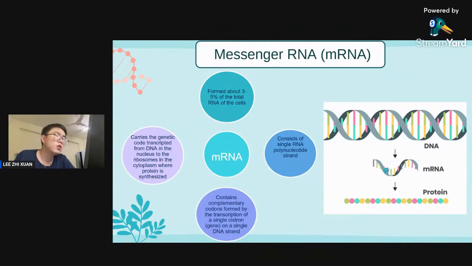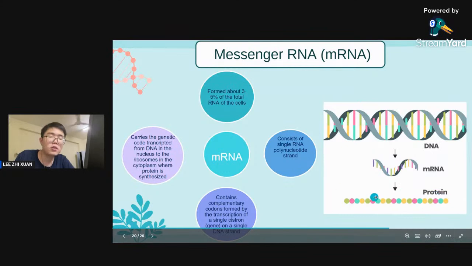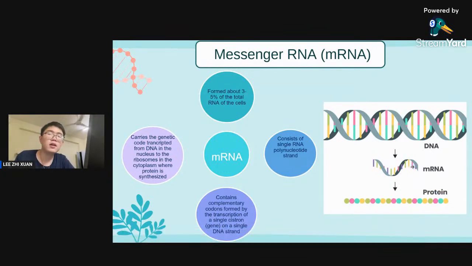Okay. So the main function of the mRNA is to carry the genetic code that is transcribed from DNA, and then it will go to the ribosome. mRNA will go to the ribosome and undergo the translation process to produce protein molecules. So the main function of the mRNA is just to carry the genetic code transcribed from DNA, just like that.